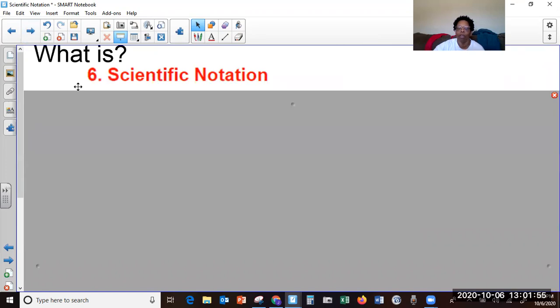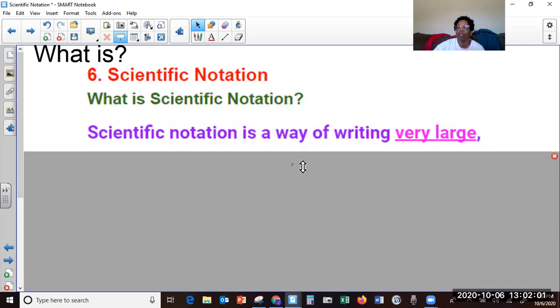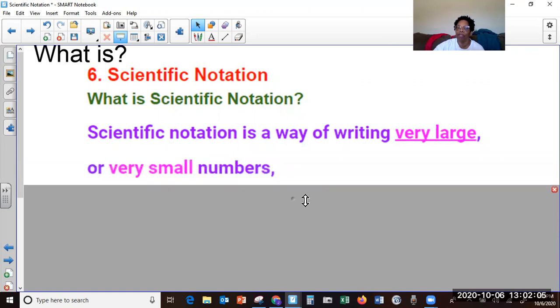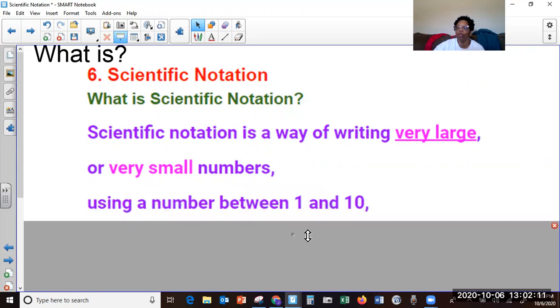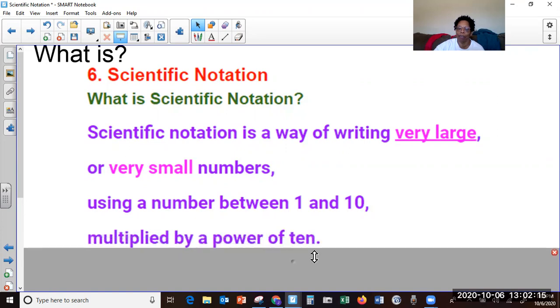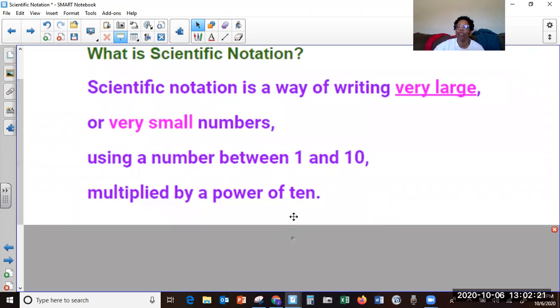So what is scientific notation? It's a way, like we said, of writing very large or very small numbers. And we use the numbers between 1 and 10. And these are multiplied by the power of 10. And we'll see what this means in a minute.